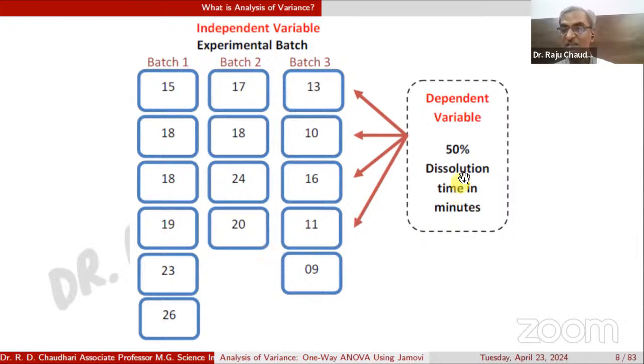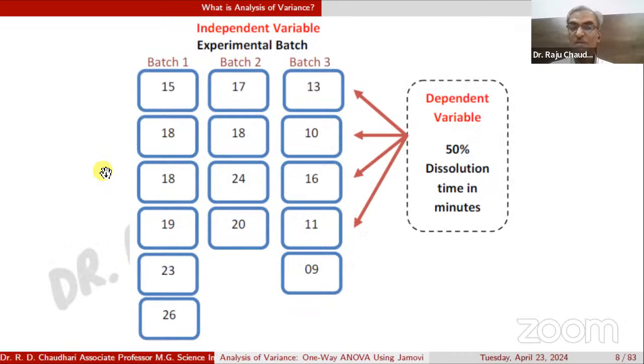And what are the variables? First variable is dissolution time. Second variable is experimental batch. Dissolution time is a continuous variable. Experimental batch, that is batch 1, batch 2, batch 3, is a categorical variable. It may be nominal or it may be ordinal. So this is a very, very important step.